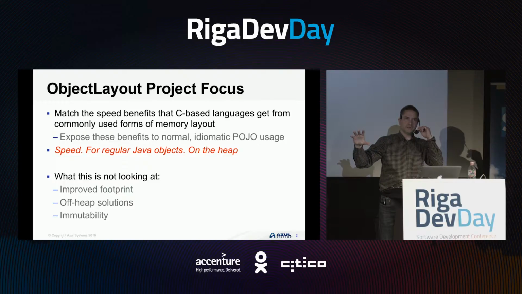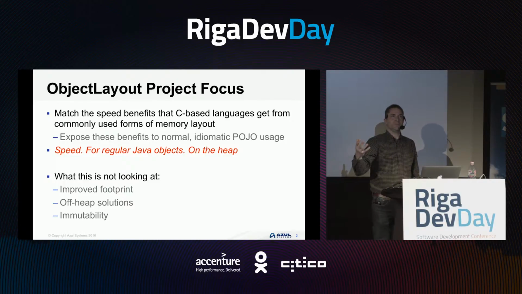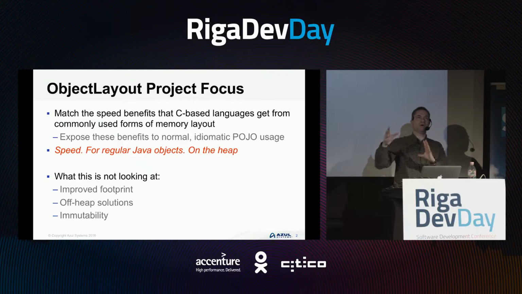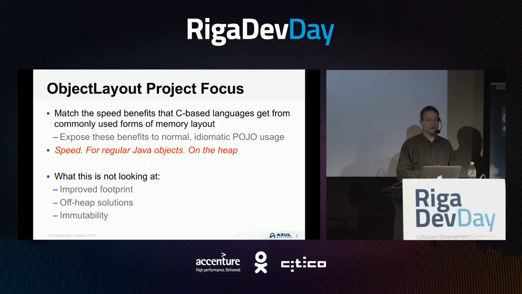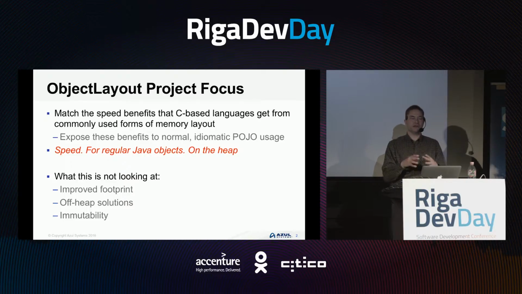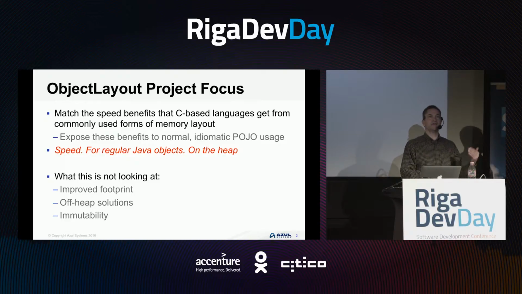So we're not trying to do this using native memory, not trying to bypass the heap and bypass the garbage collector in any way. And the other thing it's not doing is looking at the idea of immutability for objects. So the things that you can use with object layout are still regular Java objects that you can change in terms of their state if you want to.